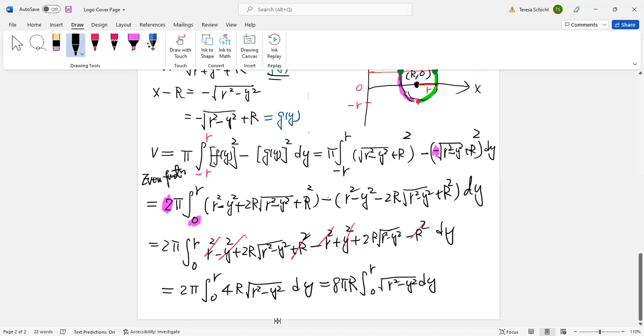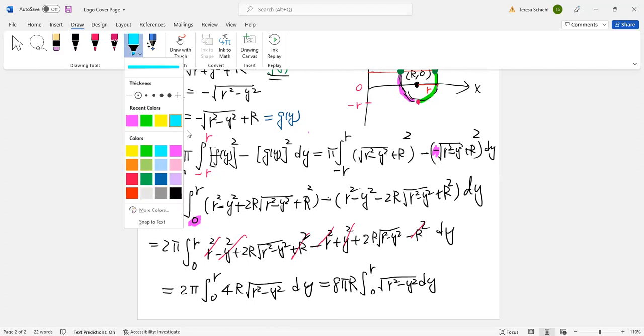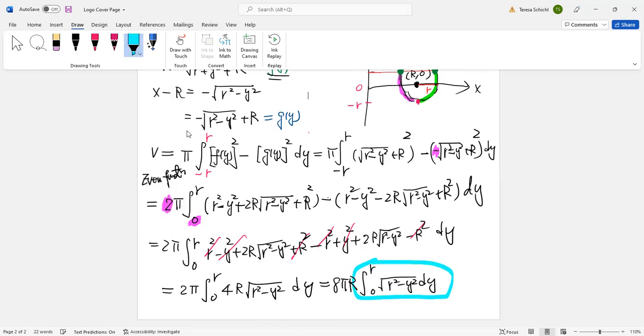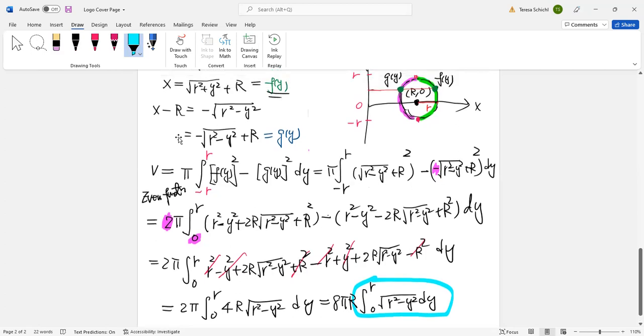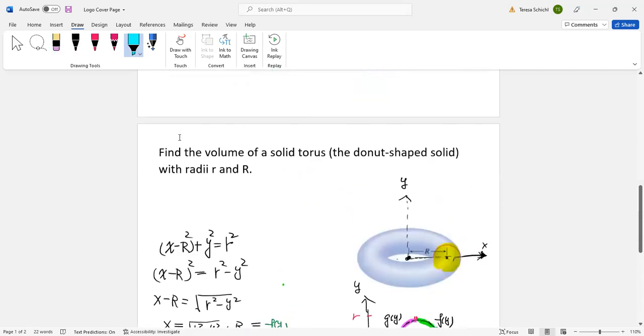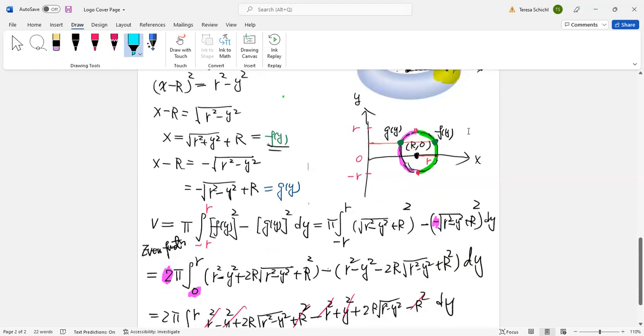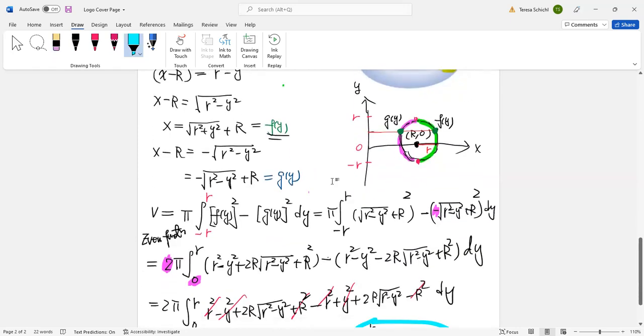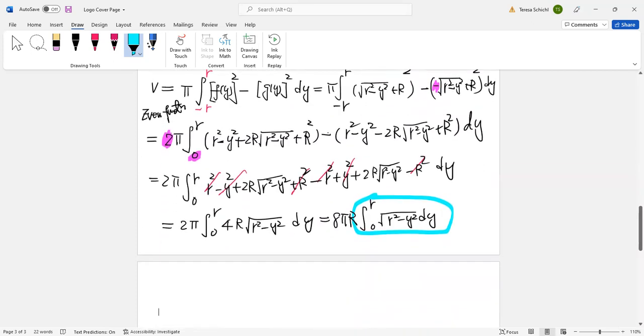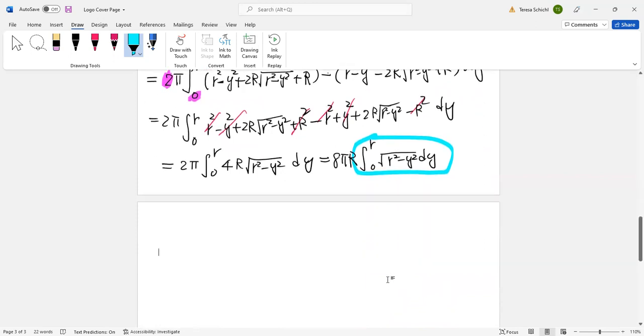So now let's take a look at what this term is here: the integral from 0 to r of the square root of r squared minus y squared dy. Let's go to the next page. All right, so let's see what this one is. The square root of r squared minus y squared, from 0 to r.